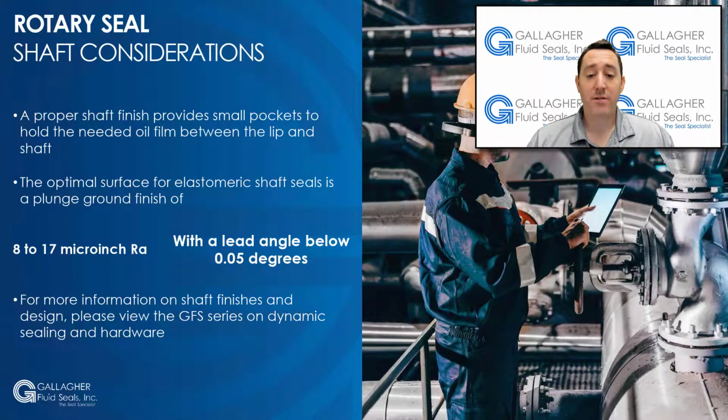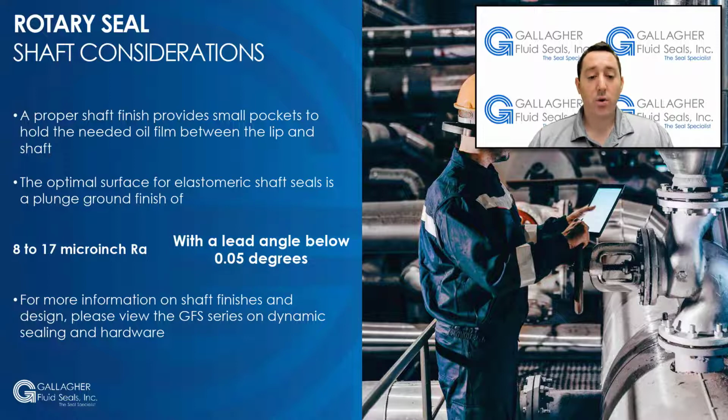A proper shaft finish provides small pockets to hold the needed oil film between the lip and the shaft, preventing direct contact that would otherwise cause friction and wear as the shaft rotates. The shaft surface must also be smooth enough to avoid peaks that are large enough to break through the lubrication film. The optimal surface for elastomeric shaft seals is a plunge ground finish of 8 to 17 micro-inch RA with a lead angle below 0.05 degrees.